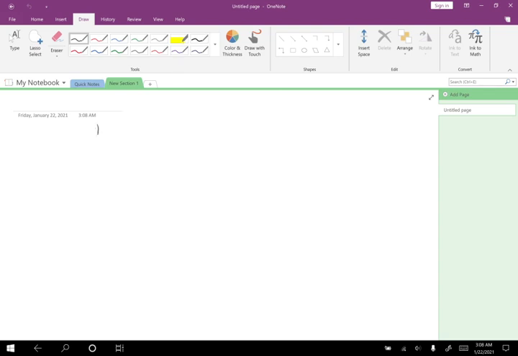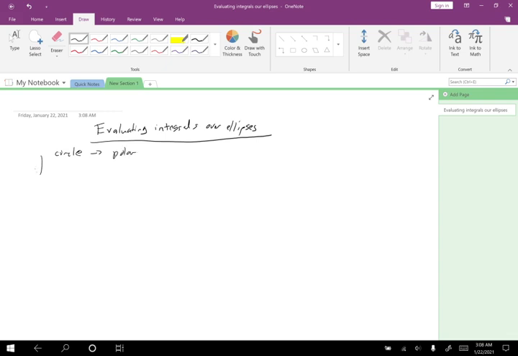Okay, we're going to talk about evaluating integrals over ellipses. And this is to be contrasted with integrals over circles. So if you have a circle, or a disk really, you can just use polar coordinates, right? Because you can just parameterize this by r and theta.